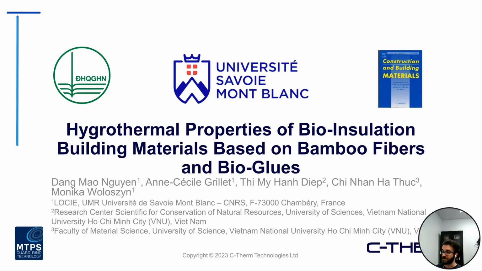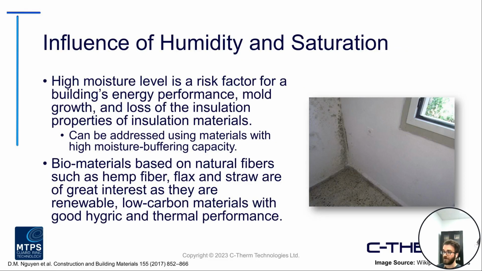All right. So the next one we're taking a look at is the hygrothermal properties of bio-insulation building materials based on bamboo fibers and bioglues. So this is some work coming out, again some joint work, with researchers in France and Vietnam. So part of the paper and what they focused on a little bit is the influence of humidity and saturation in these samples, and how that affects the insulation properties.